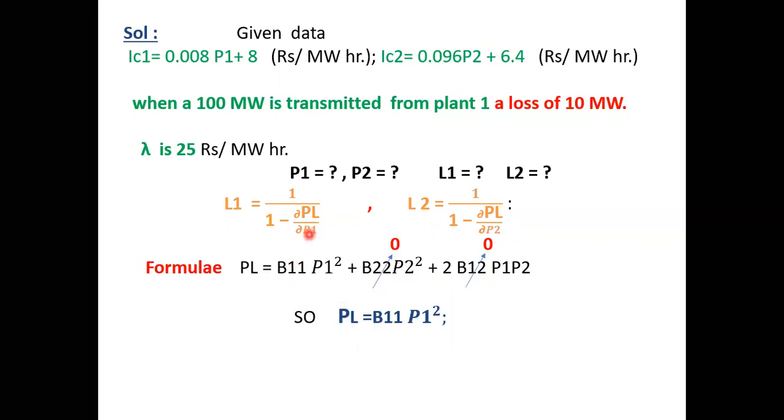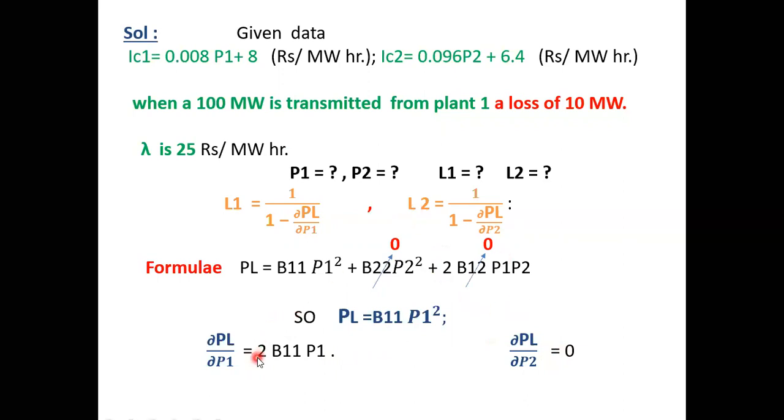Then again go for dou PL by dou P1 and dou PL by dou P2. Taking the derivative with respect to P1, you will get dou PL by dou P1 equals 2 into B11 into P1. That is for power plant 1. Similarly, when you take the derivative with respect to P2, it is completely independent of P2, so you will get 0. Once you substitute dou PL by dou P2 in L2, then you will get L2 value is 1. Okay, so L2 value is 1.